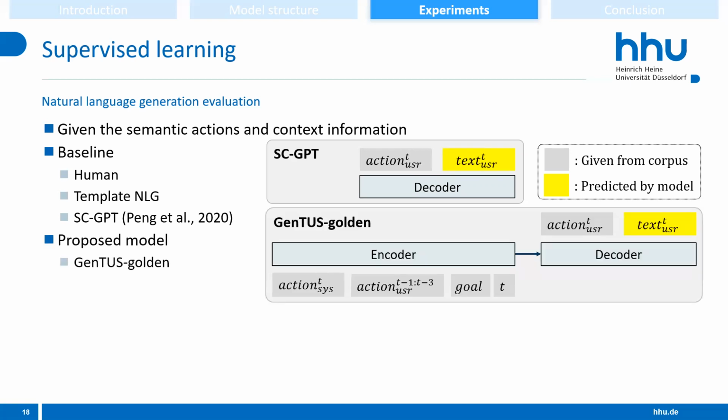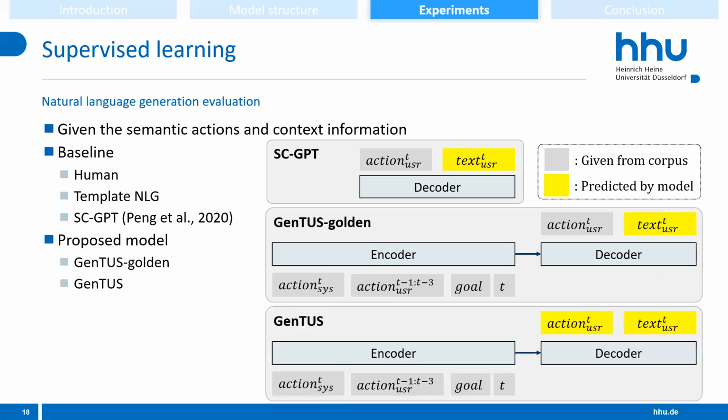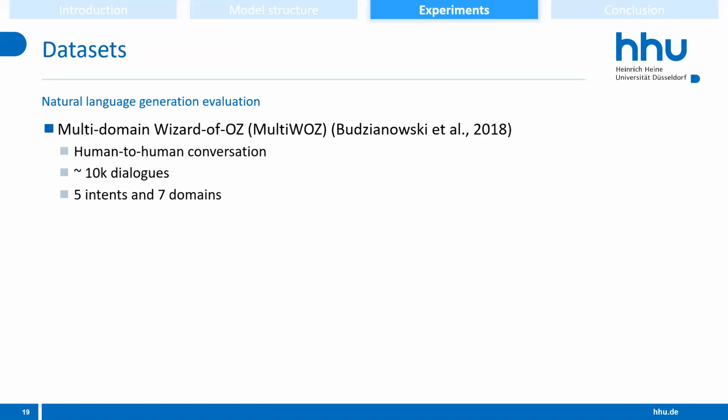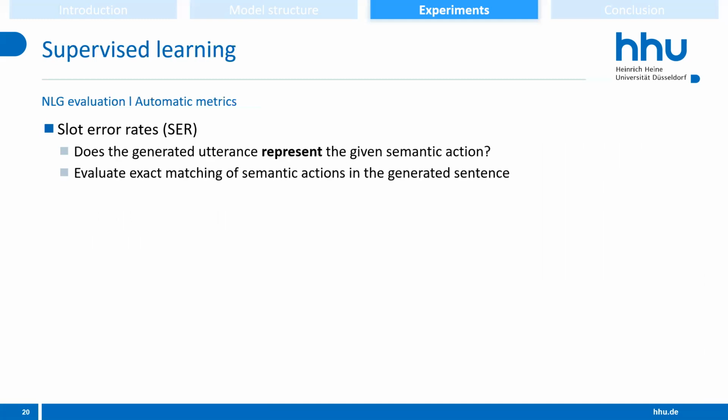There are two different ways to generate natural language responses with GenTUS. The first mode is that we provide not only the context information, but also the golden semantic action from the corpus, and GenTUS should generate text based on this information. The second one is that we only give the context information, and GenTUS should provide both the semantic action and the natural language response. We train our model on the MultiWOZ dataset, which is human-to-human conversation, including 10,000 dialogues, with 5 intents and 7 domains.